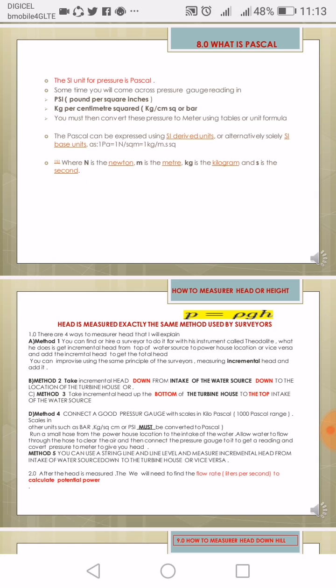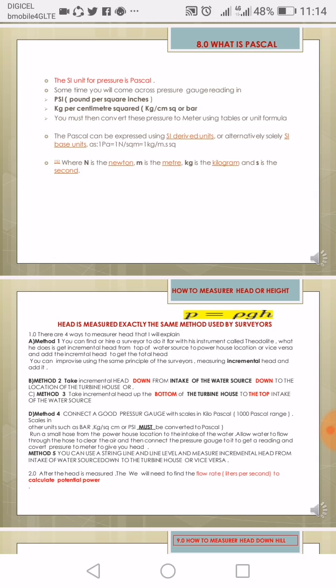Base unit, Pascal or this pressure: 1 Pascal equals 1 Newton per meter squared, equals 1 kilogram per meter per second squared. So N is Newton, m is meter, kg is kilogram, s is second. So you need to revise some basic units like head, pressure, meter, kilogram, volume, density, and this you must self-educate, you know this.